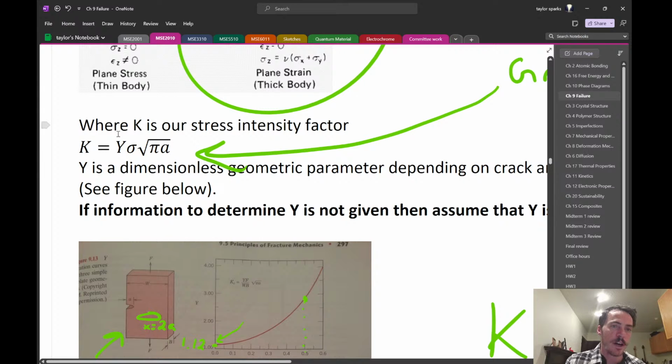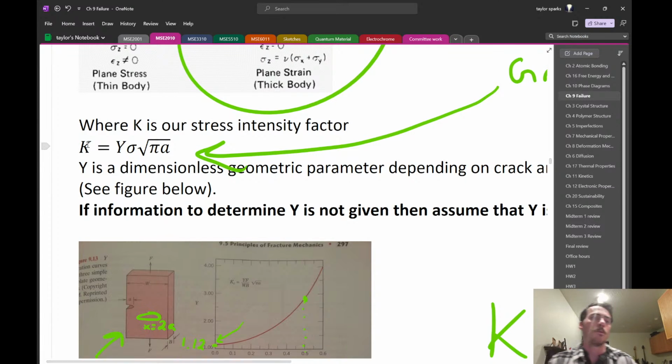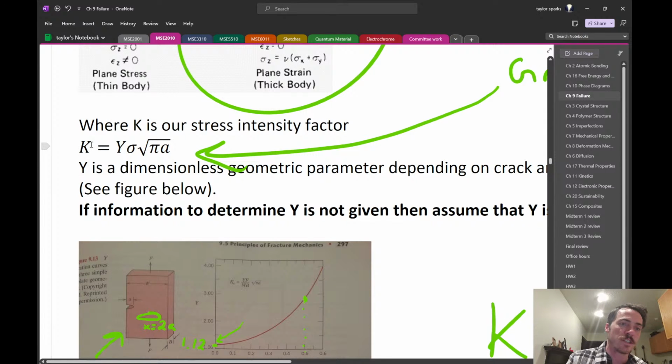So right here, you've got K, our stress intensity factor. Sorry, I said that wrong. K here was derived from comparing it to stress intensity, but we're going to call this our fracture toughness, K1C, which is equal to Y, a dimensionless geometric parameter, times the stress that is being applied, multiplied by the square root of pi A. A is our crack size, the half crack length.